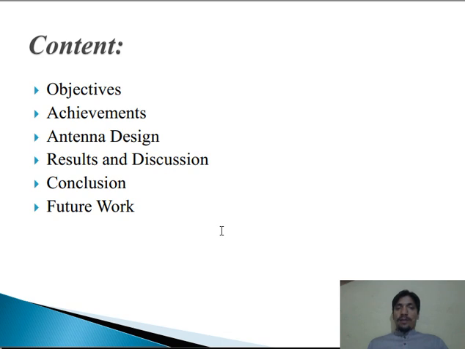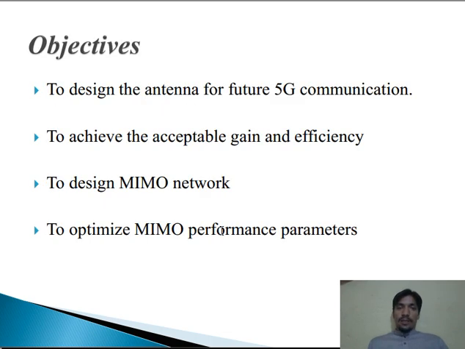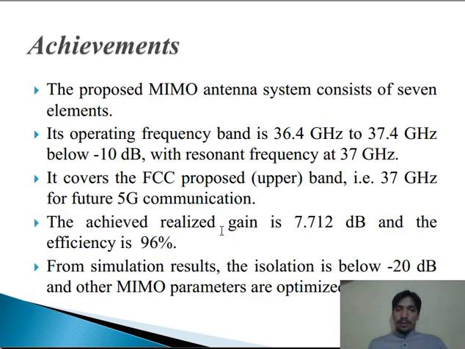First of all, I will discuss the objectives of the paper that we have submitted. These are the objectives: to design the antenna for future 5G communication, and to achieve acceptable gain and efficiency. Why are we designing this type of antenna for 5G communication? The major issue is we have to design antennas that lie in all the required ranges, like gain, efficiency, etc., to design the MIMO network and to optimize the MIMO performance parameters.